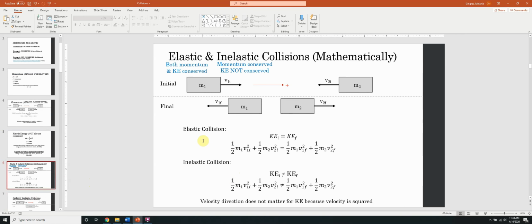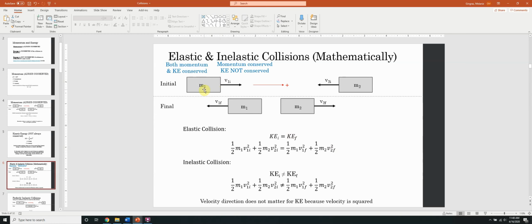If you have an elastic collision, remember that means you don't lose any energy, so the energy before is equal to the energy after. So that means 1/2 M1 V1 initial squared plus 1/2 M2 V2 initial squared is equal to 1/2 M1 V1 final squared plus 1/2 M2 V2 final squared. Right? We have the same illustration here.